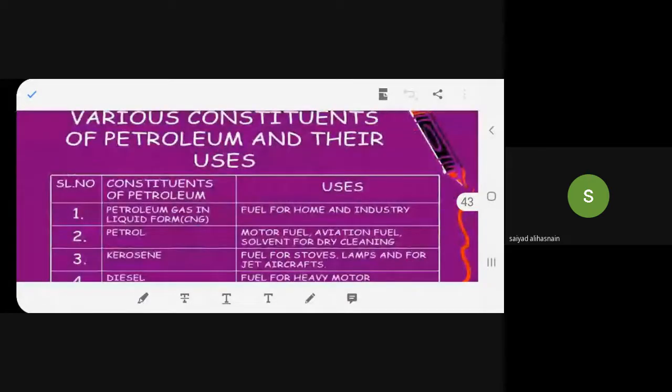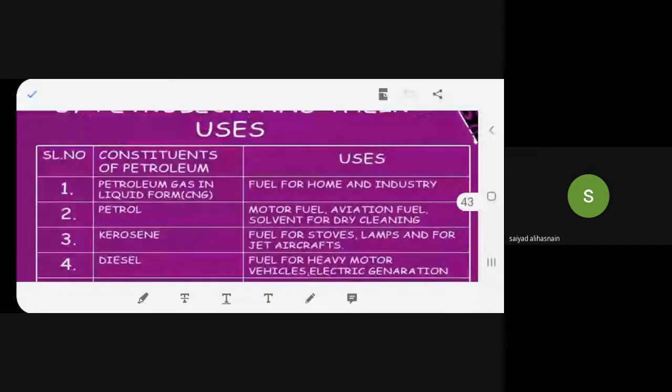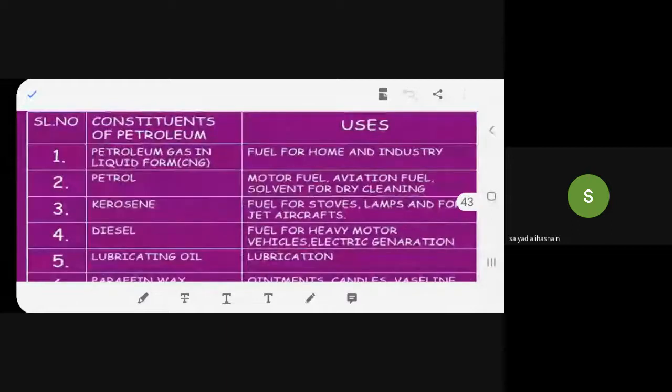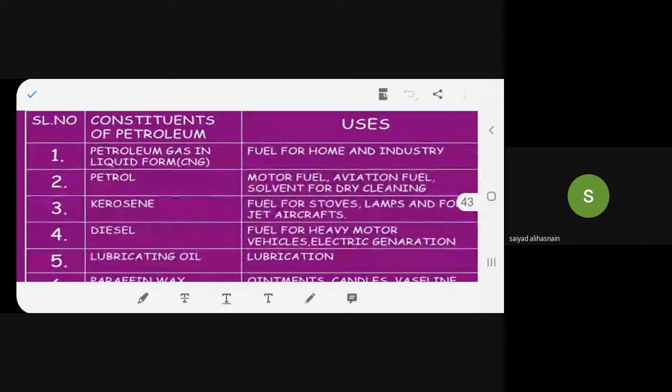Now I want to show you what are the constituents that you get from the petroleum and what are their uses. If this is in tabular form, it will be easy for you to understand. First one is petroleum gas in liquid form, and that is called CNG. What is it called, beta? Compressed natural gas, right, beta? So that is petroleum gas. Is it understandable?